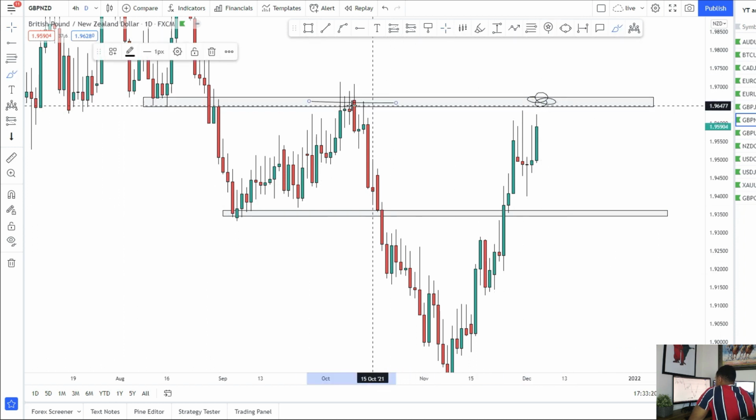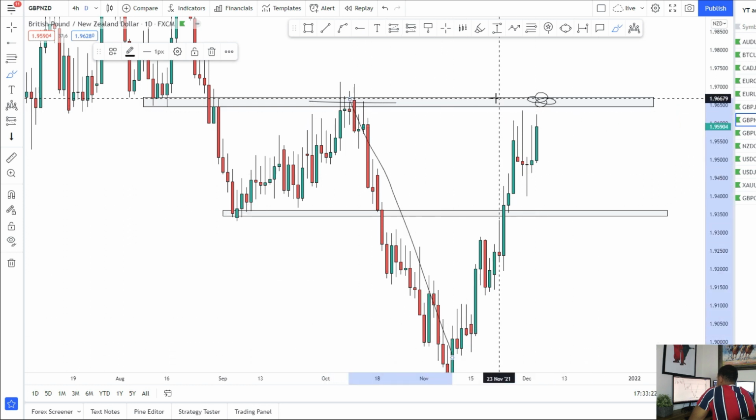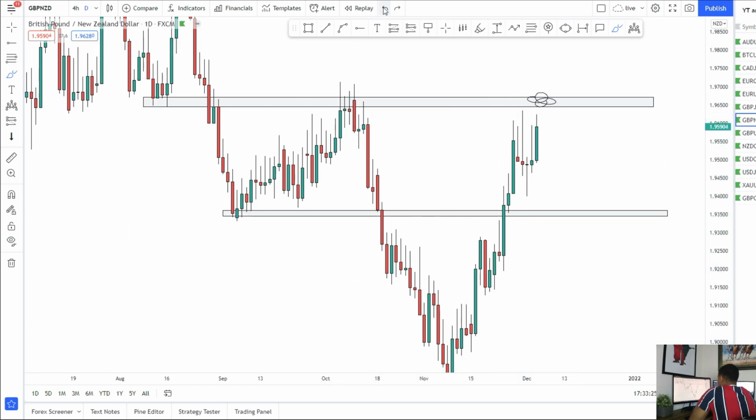You can see this resistance here gave us this massive move to the downside, so this level is very, very important. So we'll be looking at sales at 1.96500 back down into that area.